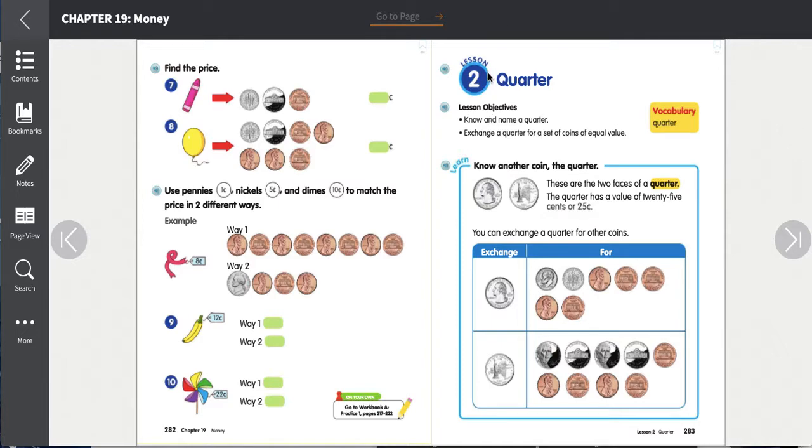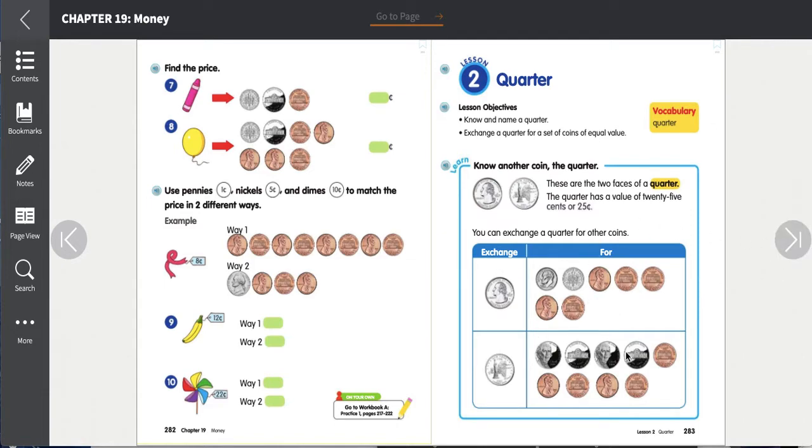Then we have the quarter. We're going to do lesson 2 this week as well. So looking at the quarter, this is the front of a quarter and the back of a quarter. The backs of the quarters, there are all different kinds of backs to it. So knowing the front and the size of the coin is a little bit more helpful than memorizing the back.